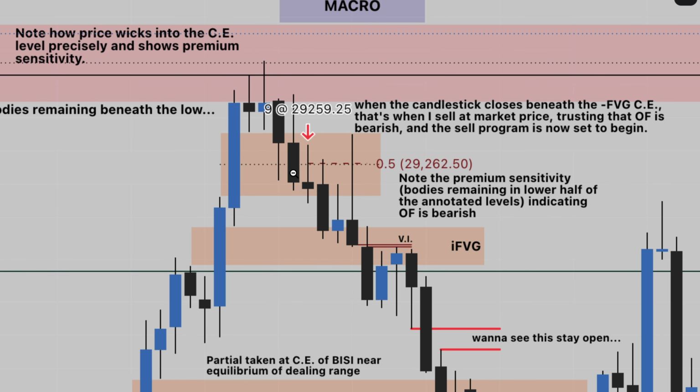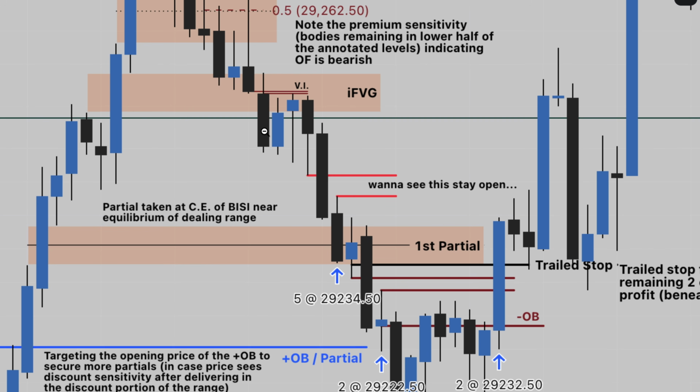When this down close candle, the one before my entry here, closed in the lower half of the inversion fair value gap, I immediately sold at market, trusting that the sell program is now set to begin because everything going on here indicates the order flow is bearish. Just entered a macro, seeing that premium sensitivity at the 15-minute fair value gap. I am trusting the fact that price will now work lower. I have all my annotations of the PD arrays that I was observing, this tiny little volume imbalance in here.